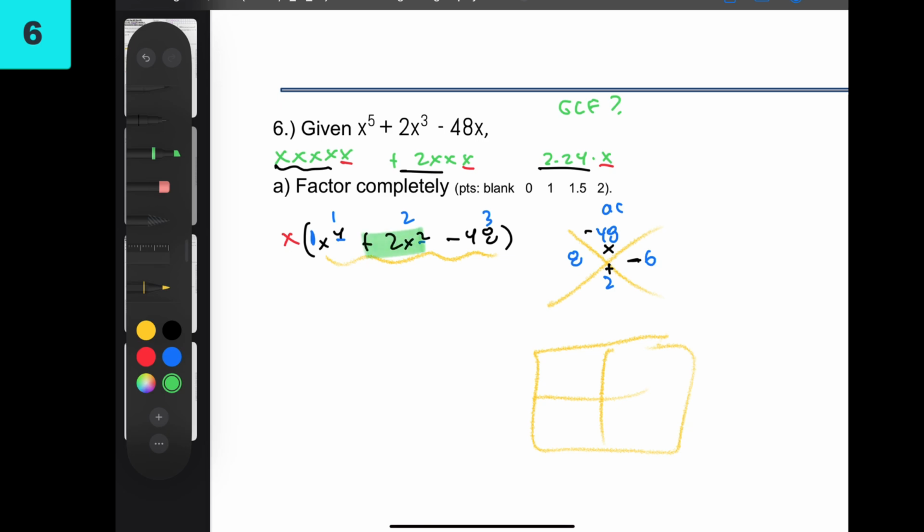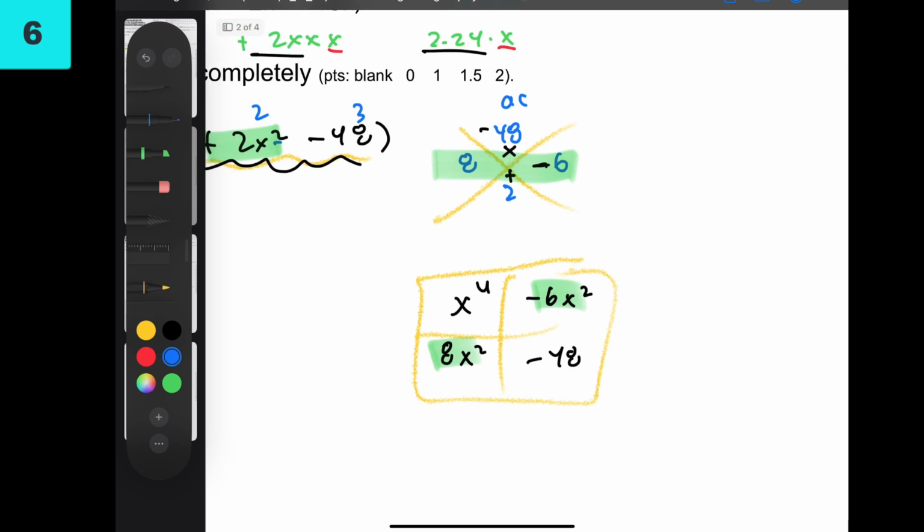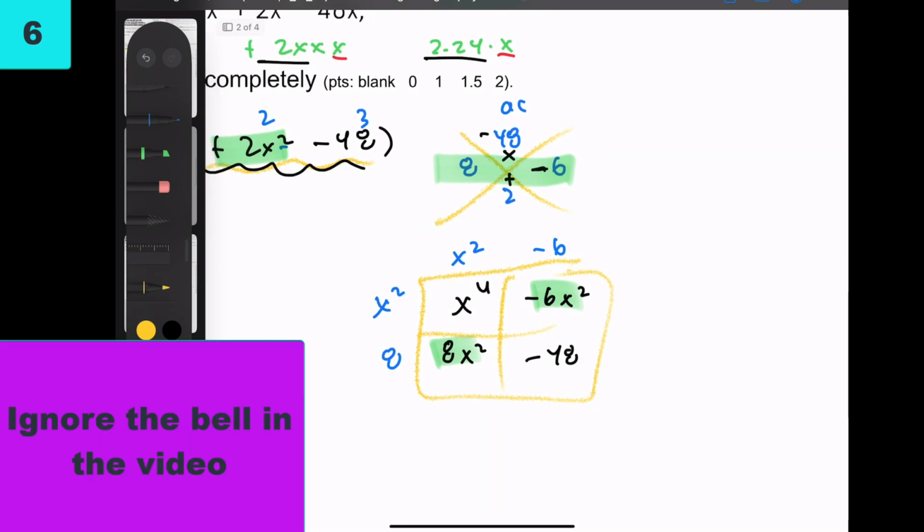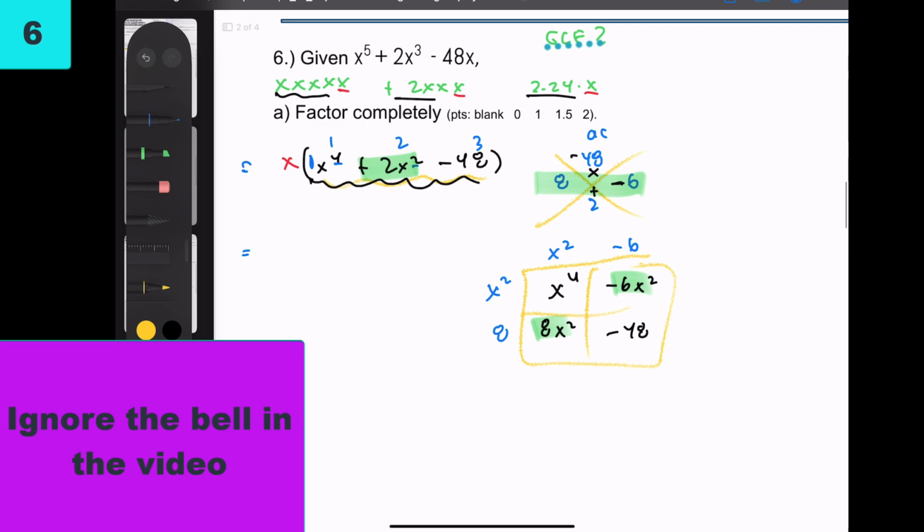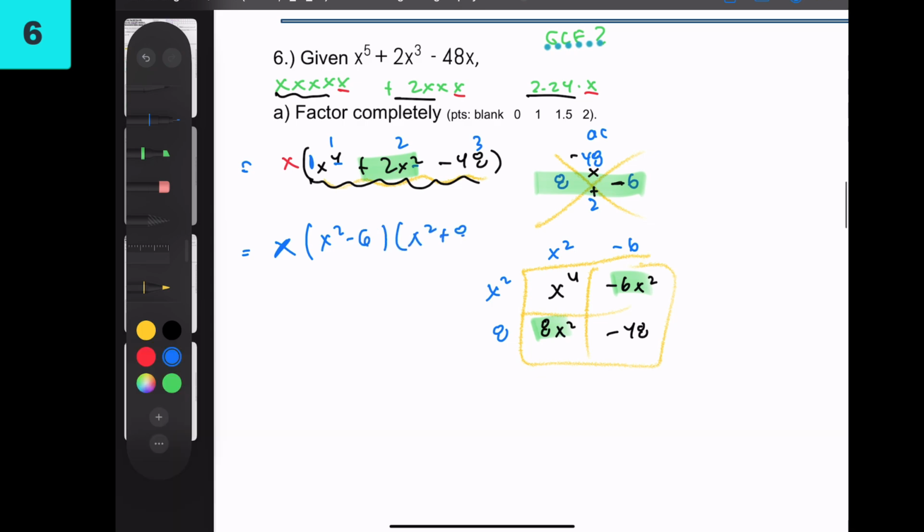Okay, so 2x squared is split between that. So I'm going to write 8x squared negative 6x squared. The underline here is x to the 4th and then negative 48. I'm going to get x squared. This one's going to be 8. This is going to be negative 6. So you have x squared minus 6, x squared plus 8. This is my answer for factoring.